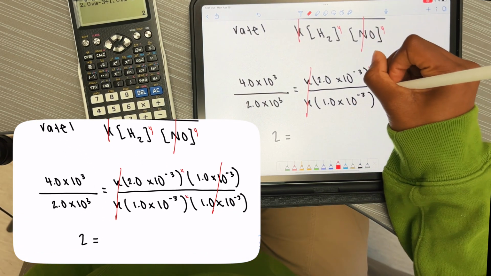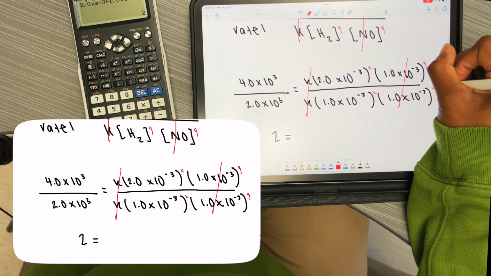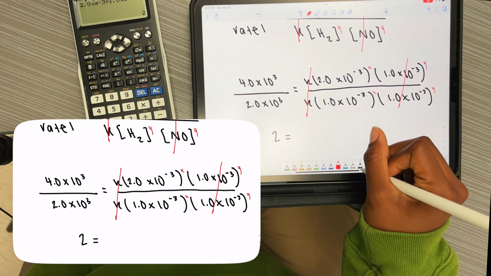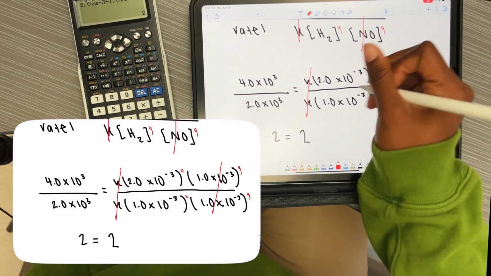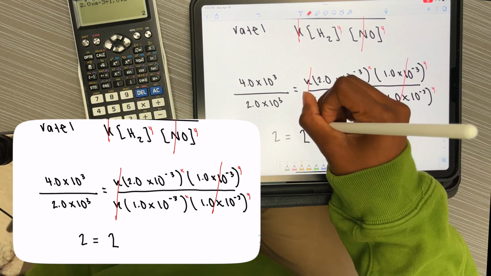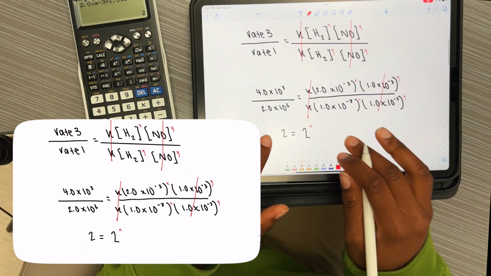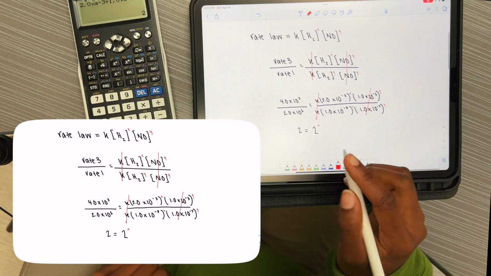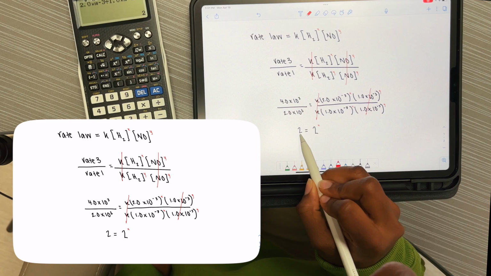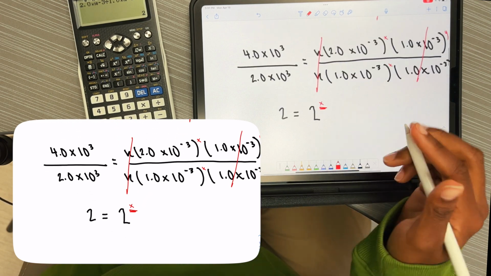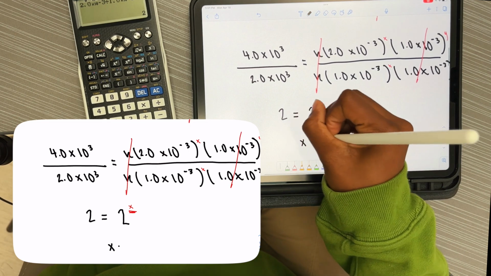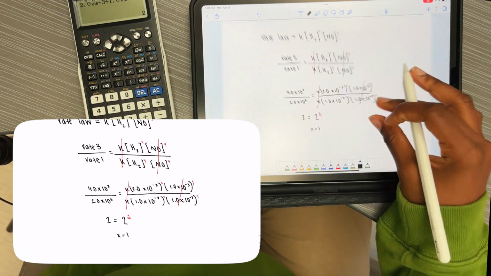Our exponents. So this side also equals 2. When we bring down our exponent, we want to ensure that our right side equals our left side. So in order for this 2 to equal this 2, this exponent needs to be 1. So our exponent equals 1.